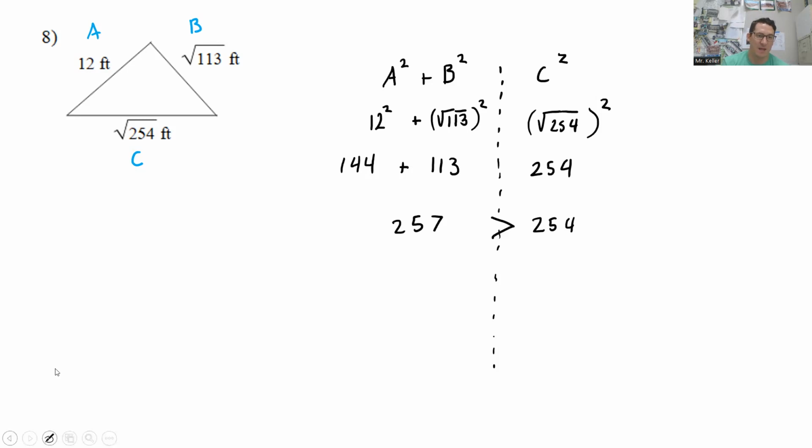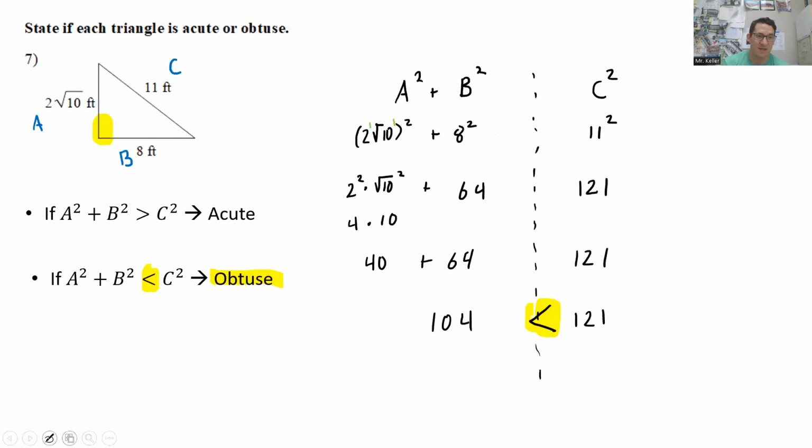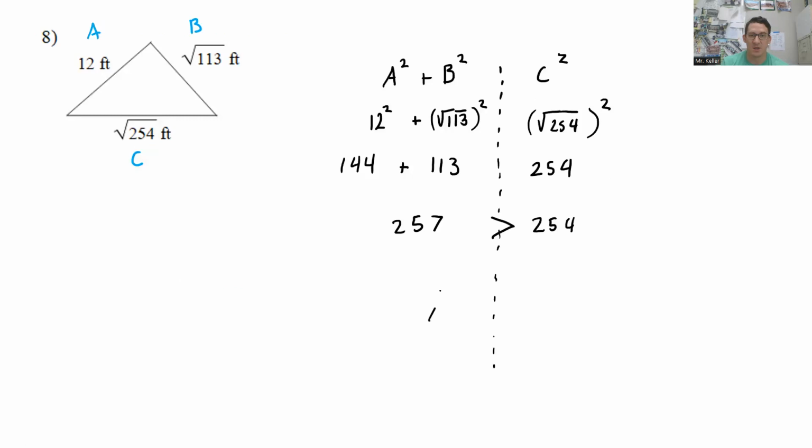So if we go back, if it's greater than, that means it's acute, so this is an acute triangle. What that means is our angle up here, that would normally be the 90-degree angle, is less than 90. In an acute triangle, all these angles are less than 90.